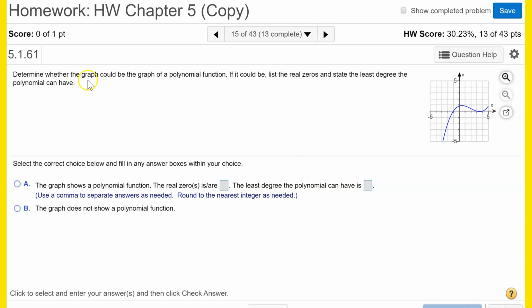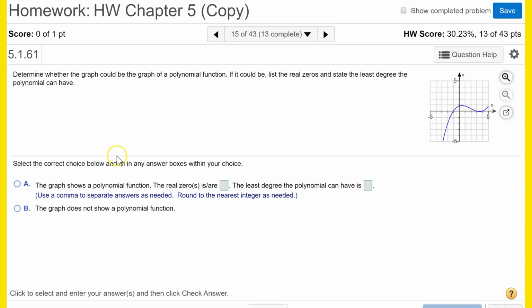All right, determine whether the graph could be the graph of a polynomial function. If it could be, list the real zeros and state the least degree the polynomial can have. This does look like the graph of a polynomial. A polynomial just kind of goes on forever, and it can have some terms in there. It'll be easier to teach you what the polynomial graph is not once we get to one that is not a polynomial.